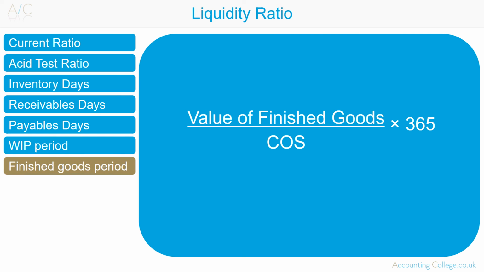Finished goods period. Finished goods period is the average value of finished goods divided by cost of sales. It is the number of days for which finished goods await delivery to customers.